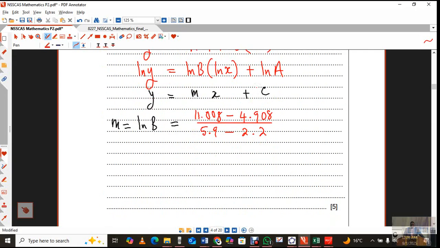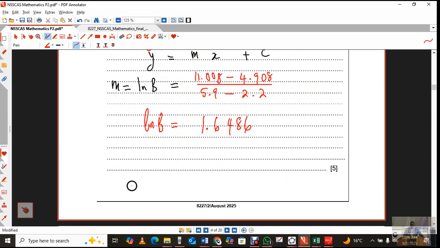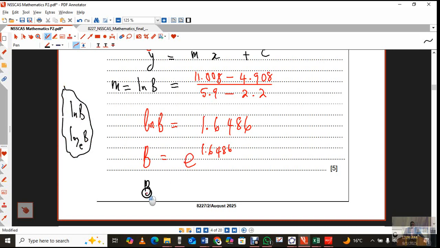Right, so you are going to get a value of the natural log of b is equal to 1.6486, more or less. Now if we have to find b, remember this is nothing but log base e of b, so b will simply be e raised to that power, 1.6486. Always remember that the natural log of b is the same thing as log base e of b. So I'm rewriting it from an exponential form, and that's going to give me the value of b.